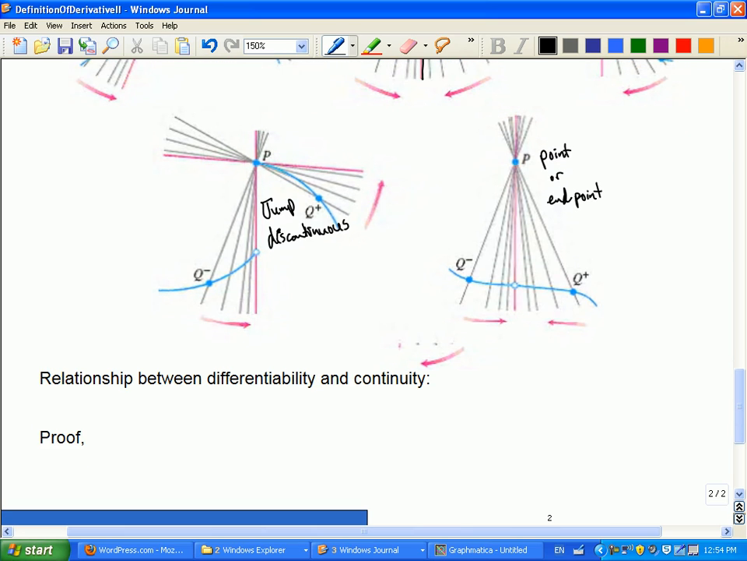Now, there's a very important relationship between differentiation and continuity. It's one which you will certainly come across. And that's that if a function is differentiable at a point, and I'll call it C, then the function is also continuous at C.